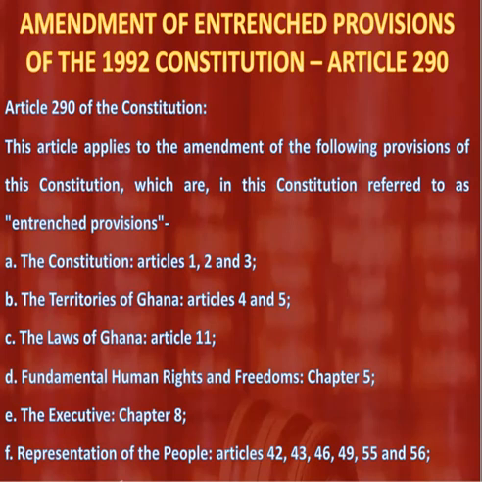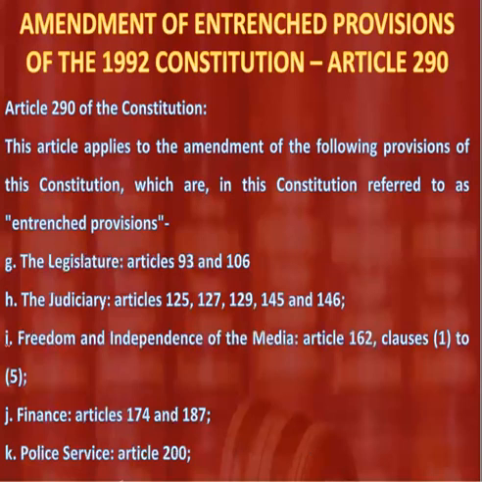(e) Representation of the People, Articles 42, 43, 46, 49, 55, and 56 of the Constitution. (f) The Executive, Chapter 8. (g) The Legislature, Articles 93 and 106. (h) The Judiciary, Articles 125, 127, 129, 145, and 146 of the Constitution. (i) Freedom and Independence of the Media, Article 162, clauses 1 to 5. (j) Finance, Articles 174 and 187. (k) Police Service, Article 200. (l) The Armed Forces of Ghana, Article 210.